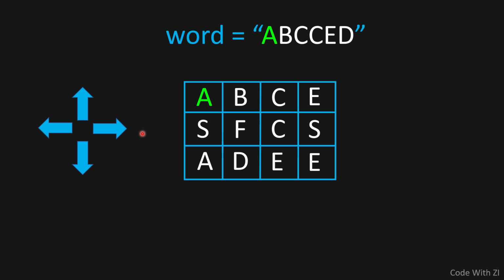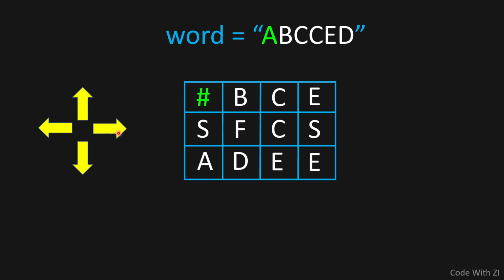But before we do anything, we gotta make sure that we mark A as visited. Why? Well, because we don't wanna visit the same cell twice. So we're gonna change the value of A to this so we can make sure that we don't visit it again. And this is gonna basically mark it as visited. And then we gotta see how many of these 4 paths we can actually explore.